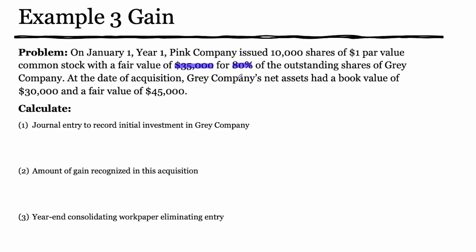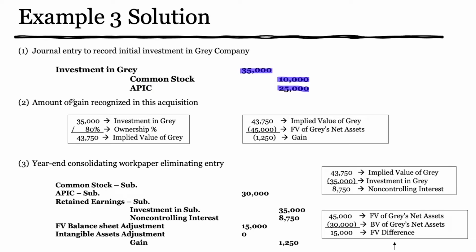Well, the problem gives us that Gray Company's net assets had a book value of $30,000 and a fair value of $45,000, which we already know typically to find out goodwill allocated to a parent company over a subsidiary company is taking the implied fair value of that company and subtracting out the fair value of their net assets. So taking a look at the solution here, we're going to figure out our implied fair value by taking our investment in Gray Company of $35,000, dividing it by our ownership percentage of 80% to get our implied fair value of Gray Company at $43,750.